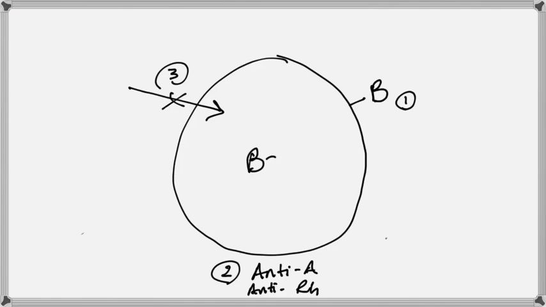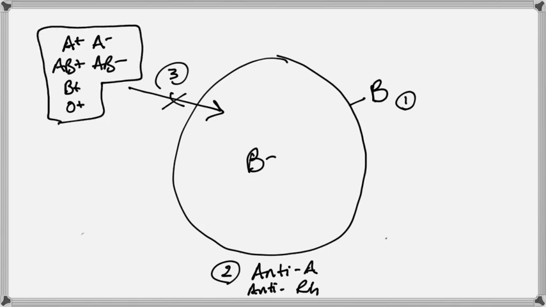Question number 3, inward arrow, X in it. What can I not receive? Well, if I have antibodies against A, it means I cannot receive any blood with A in its name. So I could not receive A positive, A negative. I could not receive AB positive or AB negative blood. Those 4 blood types are on the no-no list because they have A in them. But I also cannot receive any positive blood types, any Rh factor. So in addition, I also could not receive B positive or O positive blood. So these 6 blood types are excluded as possibilities if I have B negative blood.